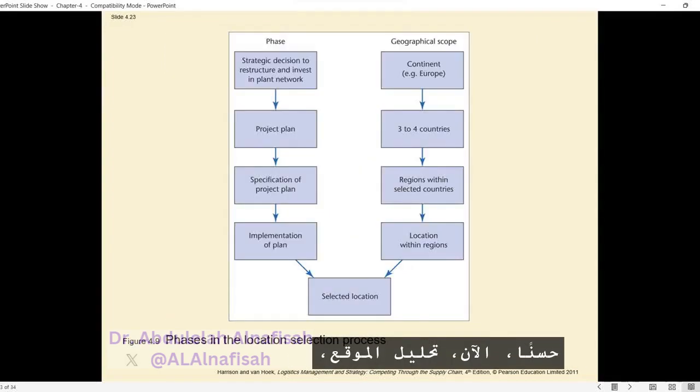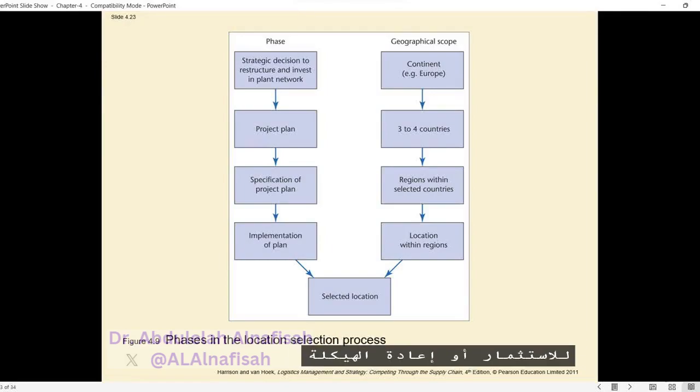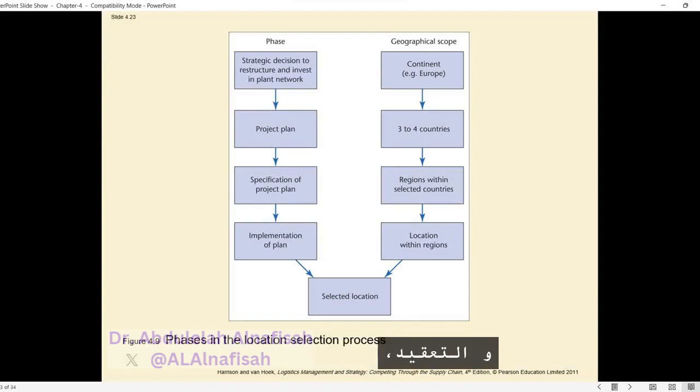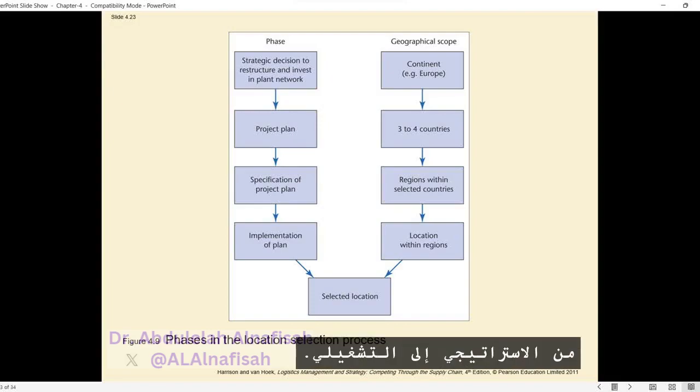Okay, now location analysis. This flowchart outlines the phases and geographical scopes involved in selecting a location for investment or restructuring in a plant network. It shows how decisions are made at different levels of detail and complexity, from strategic to operational. Here are some key points from the flowchart.